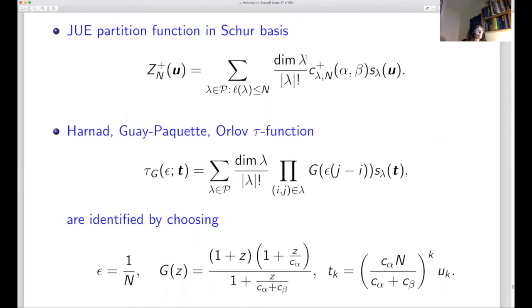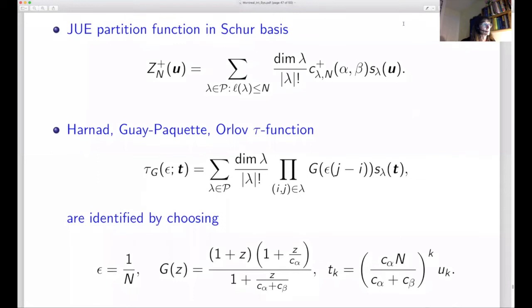So the identification goes as follows. Epsilon is 1/n. G is this rational function where the parameters here are C_alpha and C_beta, which are the rescaled variables of the Jacobi, and the times again are rescaled this way. So we have a time here and a time here and a rescaling. Okay, so once you have the function, you know what you can calculate with John's formulation. With this rational function, what you are calculating is triple Hurwitz numbers. Okay, and that's it. So this is the result. So we know that these are Hurwitz numbers and these are triple Hurwitz numbers. And so the identification gives the result.